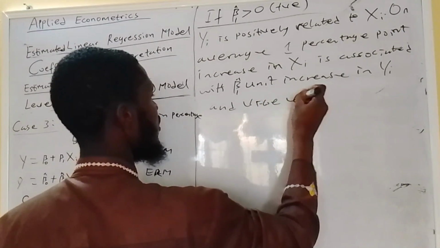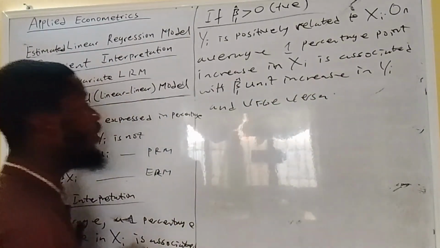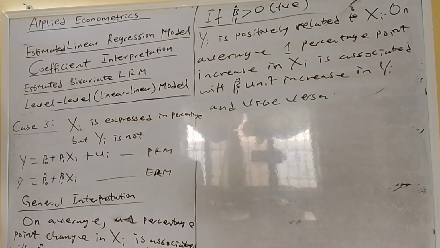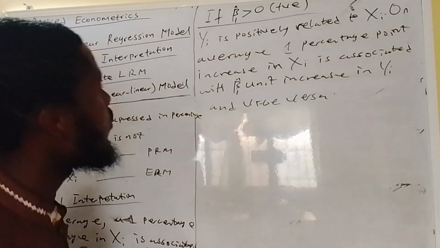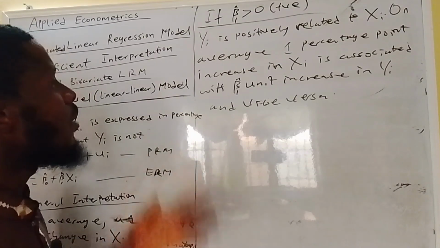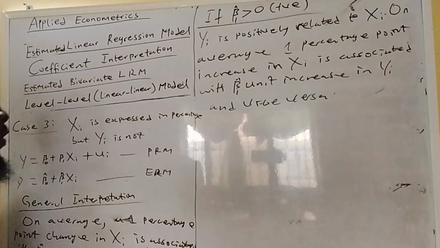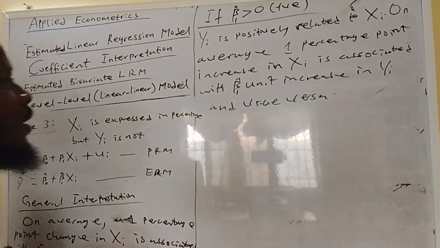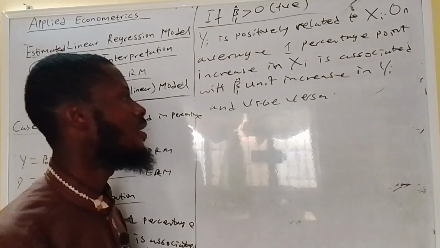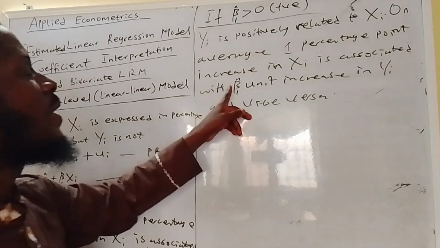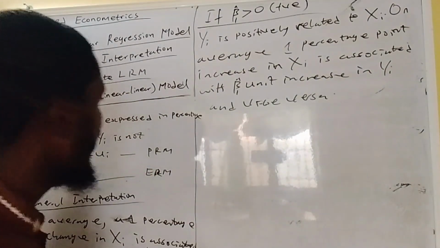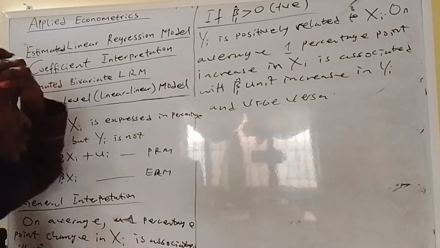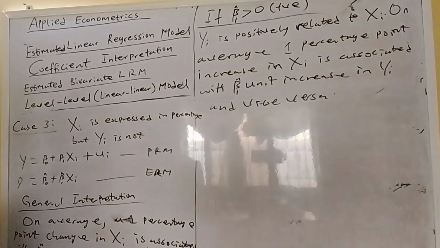And vice versa implies that we could interpret it in an alternative way to mean, on average, a 1 percentage point decrease in x, instead of saying increase, is associated with beta 1 hat unit decrease in y. That is what the interpretation implies when we say vice versa.